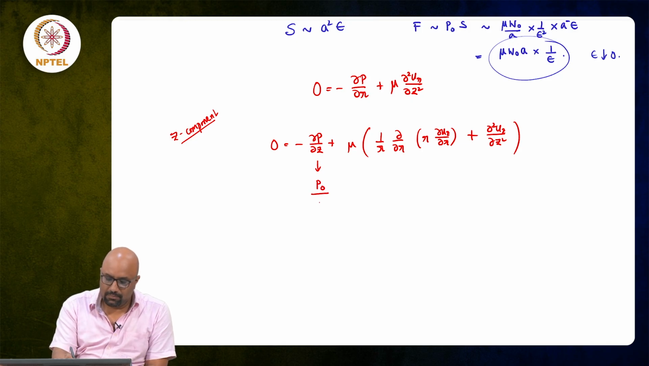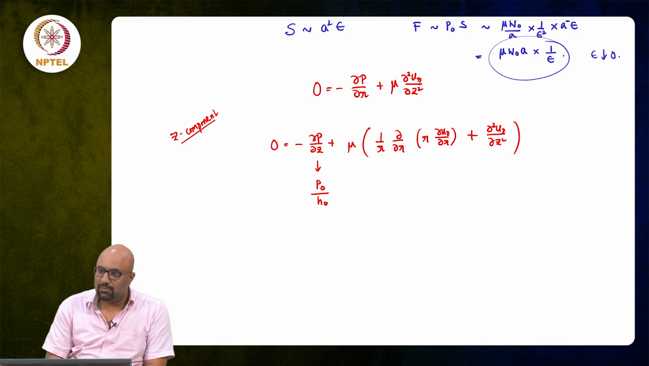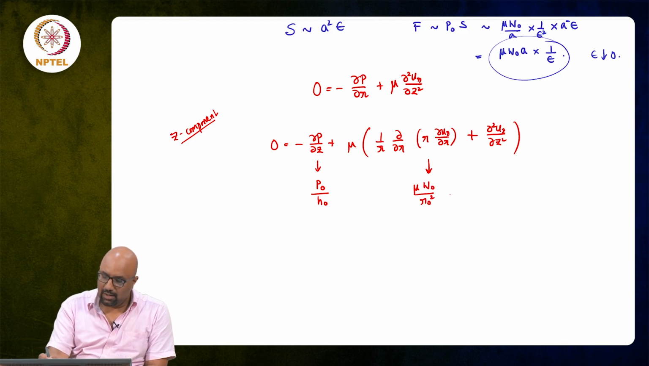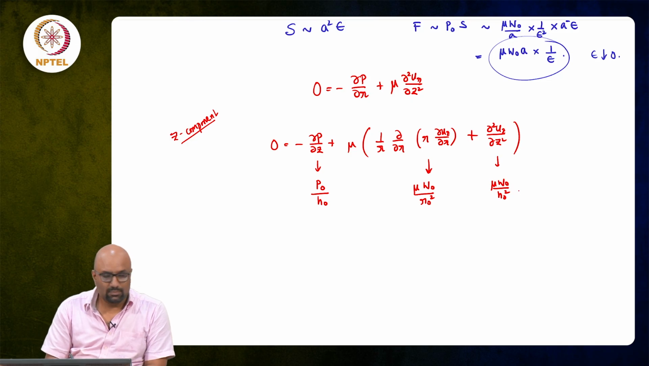P naught by H naught. What is the scale for the radial diffusion of the axial momentum? Mu W naught by R naught square, and this term is mu W naught by H naught square. Is everyone with me with this?